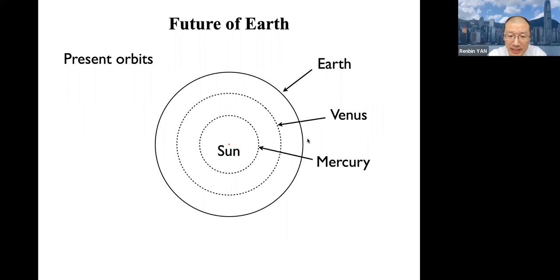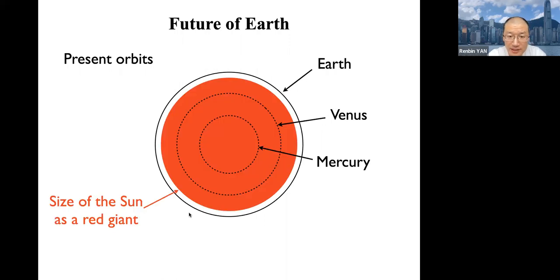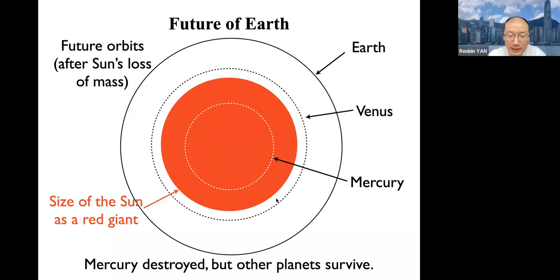Here is what it looks like. So here is the sun, here is Mercury's orbit, here is Venus' orbit, and here is Earth's orbit. And this is the current orbit of the planets around the sun. When the sun becomes a red giant star, it will expand a lot and it will reach almost to the size of the Earth's orbit. But during the same time, the sun is also losing its mass. So the Earth's orbit will become bigger, or the orbit will be expanded.